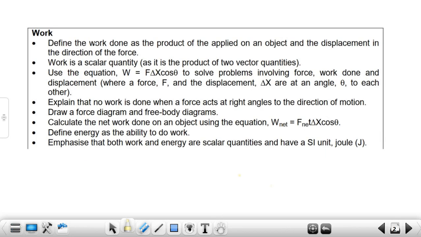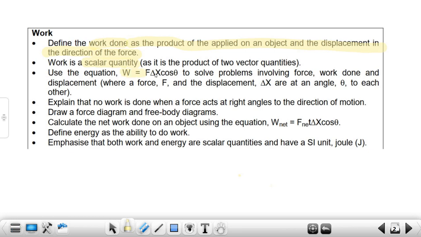Examination guidelines says that we should define work done as the product of the applied force on an object and the displacement in the direction of the force. This direction is going to be very important. Work is also a scalar quantity. By definition, that means it's a physical quantity that has magnitude only.